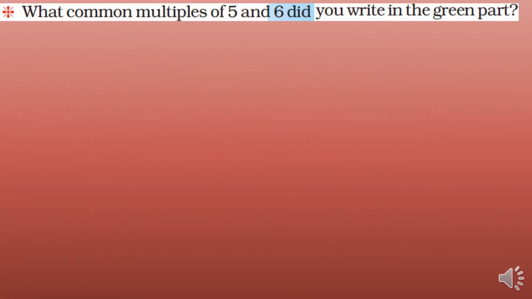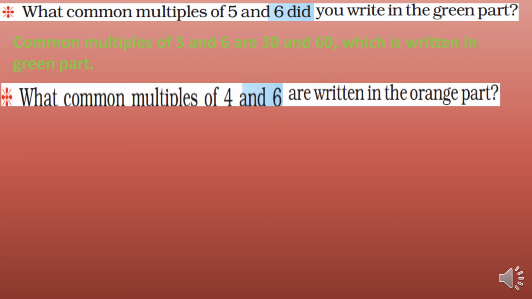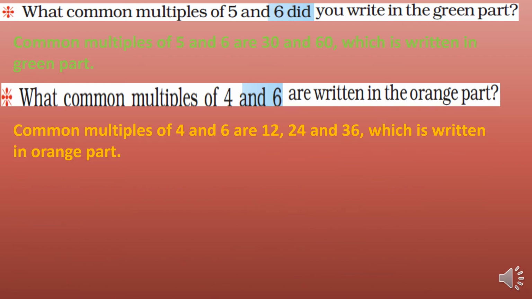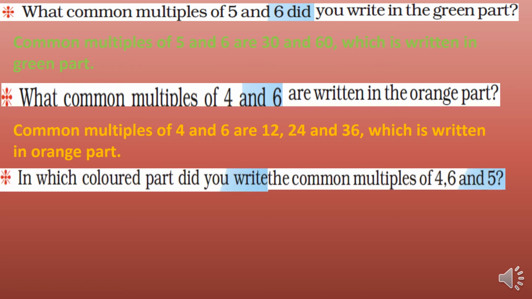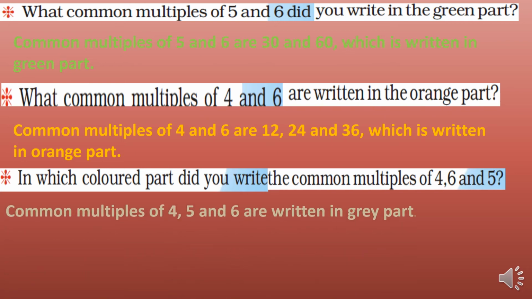So write common multiples of 5 and 6. Did you write in the green part? So common multiples of 5 and 6 are 30 and 60, which is written in the green part. What common multiples of 4 and 6 are written in the orange part? Common multiples of 4 and 6 are 12, 24 and 36. In which colored part did you write the common multiples of 4, 6 and 5? Common multiples of 4, 5 and 6 are written in the gray part.